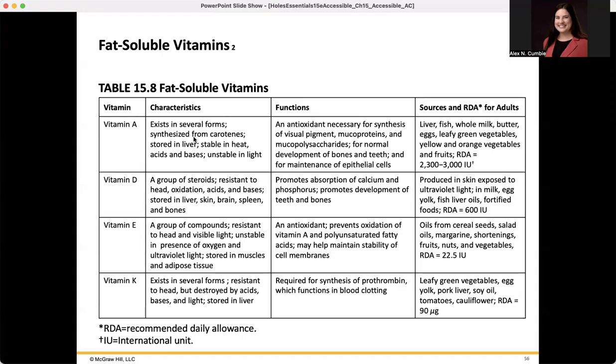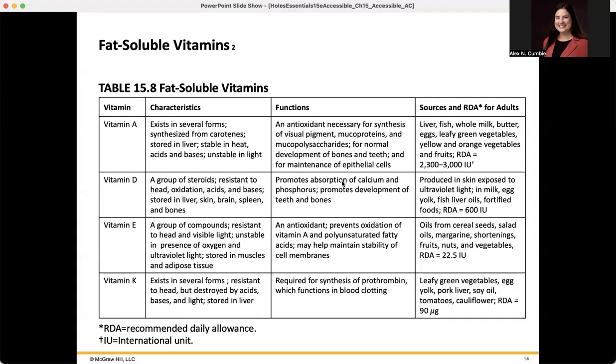For these vitamins, okay, we have a few characteristics for each of them. How they function in the body, and then their sources. A lot of sources are going to come from, at least for these first two, A and D, from animal sources. And then these last two are coming more from non-animal sources. Vitamin A is synthesized from carotenes. It's stored in the liver. It's heat stable. Okay. And it's necessary for us to produce visual pigments, mucoproteins, mucopolysaccharides, lots of things to help us with development of our bones, teeth, and epithelial cells.